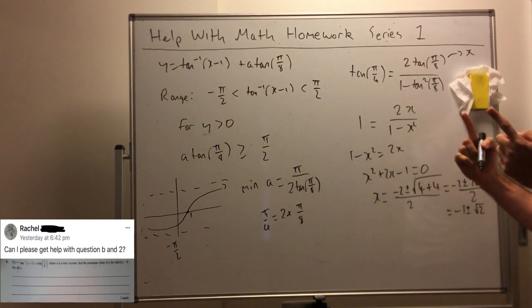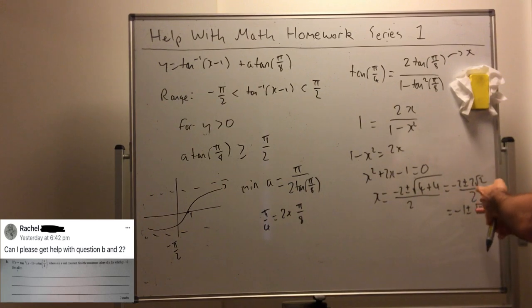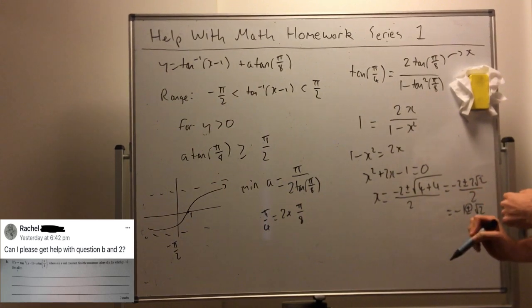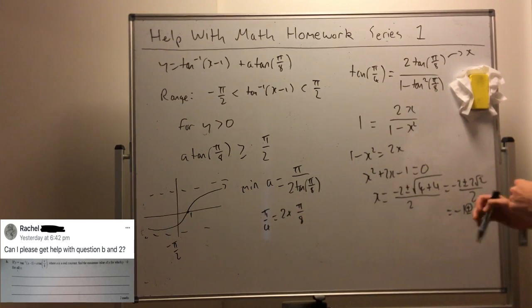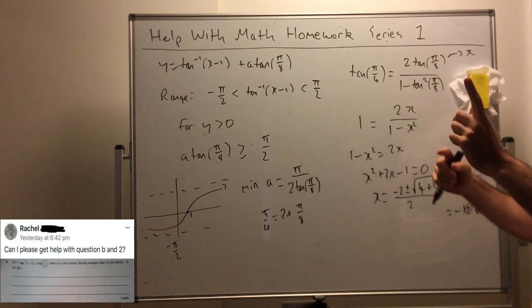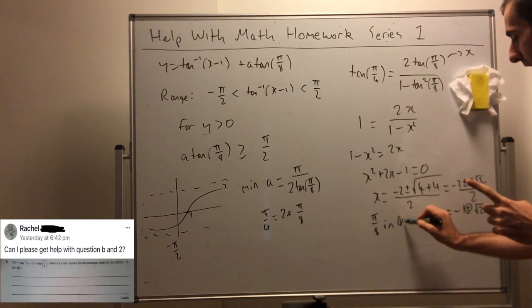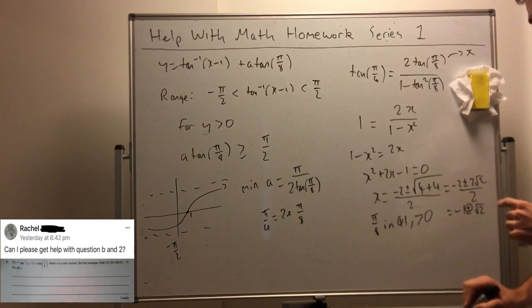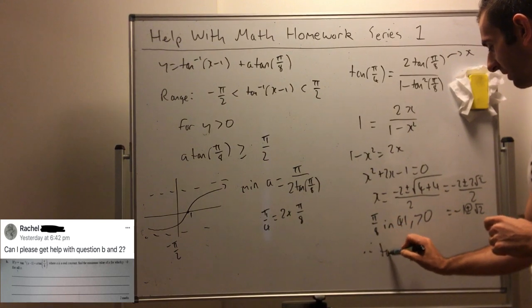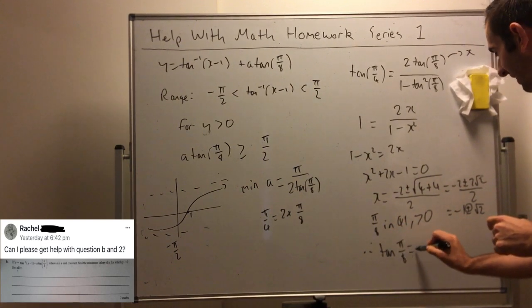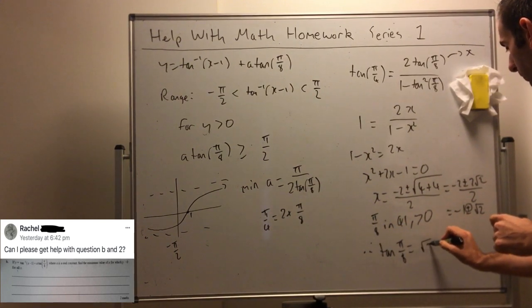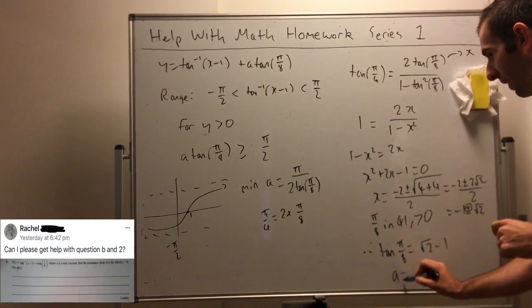So you just got to ask yourself, tan pi on 8 can't be both of them. And it's this first one, right? Because negative 1 minus root 2 is a negative number, and pi on 8 is in quadrant 1. So pi on 8 is in quadrant 1, so it has to be positive. So therefore tan pi on 8 equals, if we rearrange it, root 2 minus 1, and we sub that in for A.